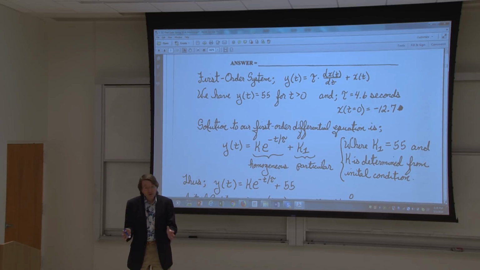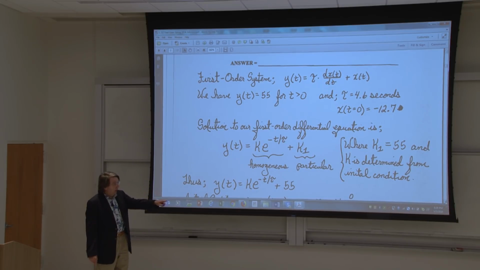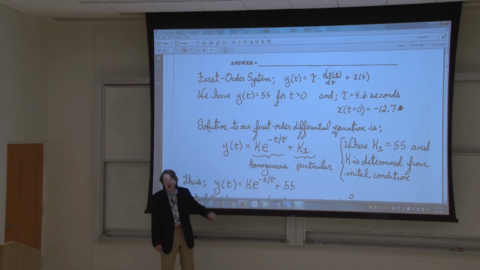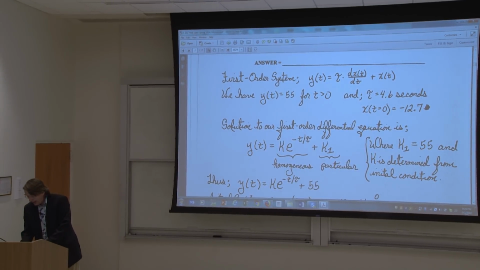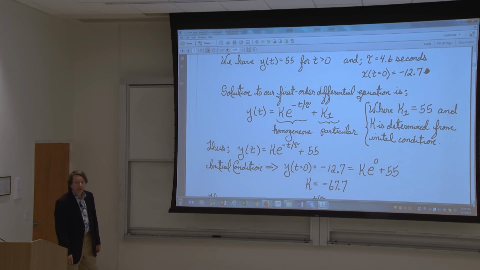Now, I'm all set to go here, except I don't know k. You know how to get k. I know you do. You get k by using the initial condition. So the very next line is going to say y at t equals 0 equals minus 12.7. And then we're going to solve for k. So let me just slide down, and I think we're all set.